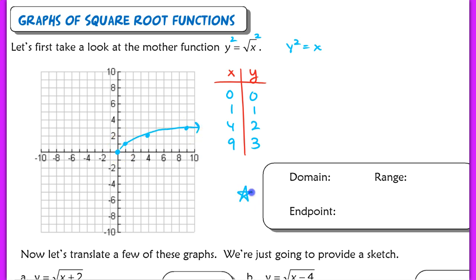Now let's fill in this table over here. So the endpoint of this graph is at (0, 0). Now that endpoint also dictates our domain and range, because if you look at the endpoint (0, 0), every value of x that we plug in beyond that point is greater than or equal to 0. So our domain here is x is greater than or equal to 0. And our range here, the y values, keep increasing as well. So they go up to positive infinity, which means our range is y is greater than or equal to 0.